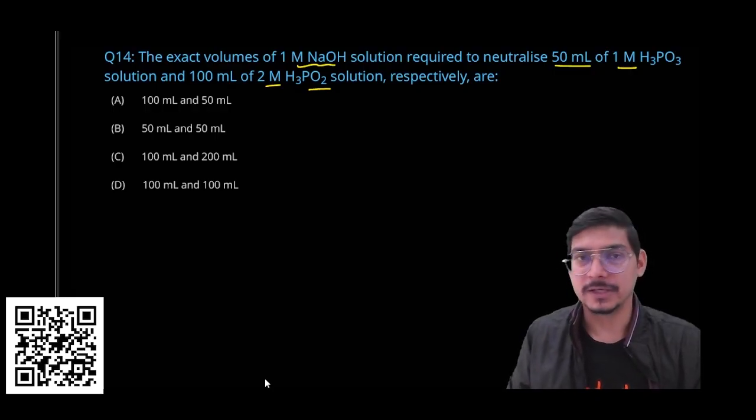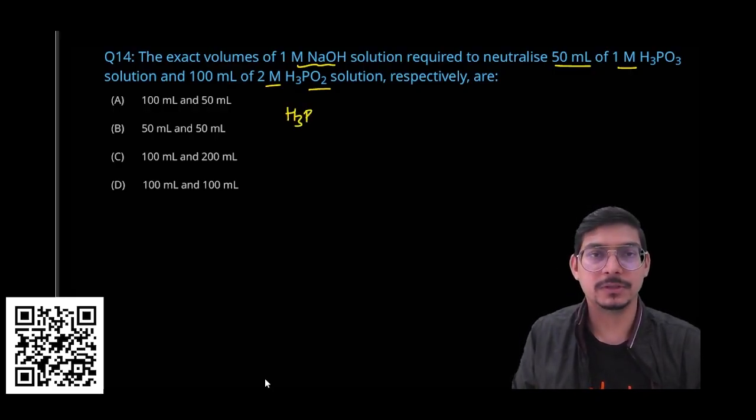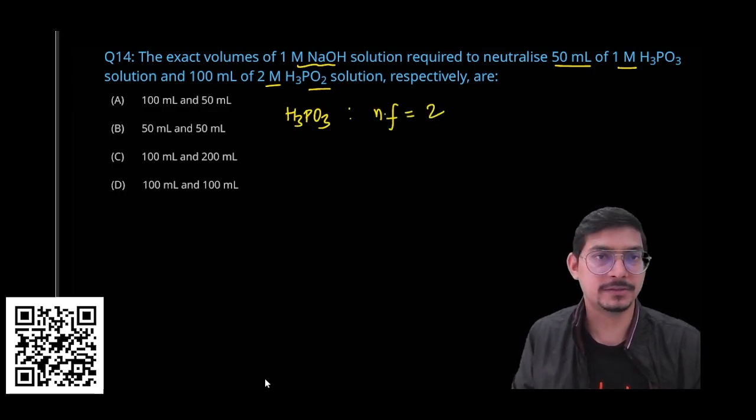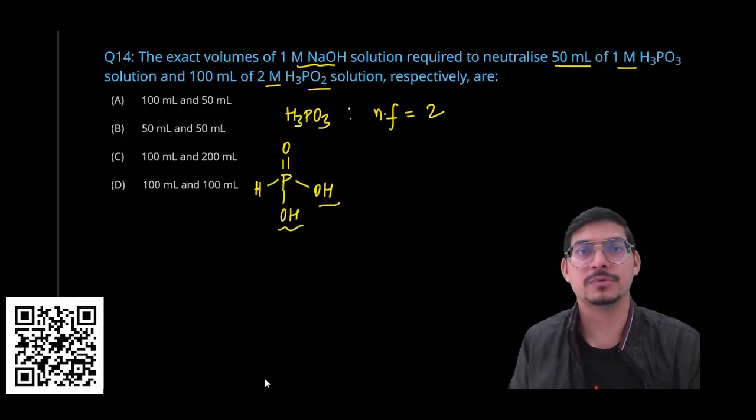Let us start with H3PO3. H3PO3 is a dibasic acid, which means that its n factor is 2. That is because of its structure. There is one P-H bond and there are two P-OH bonds. So it is the hydrogen atoms joined to the oxygen atom that are ionizable as H+.